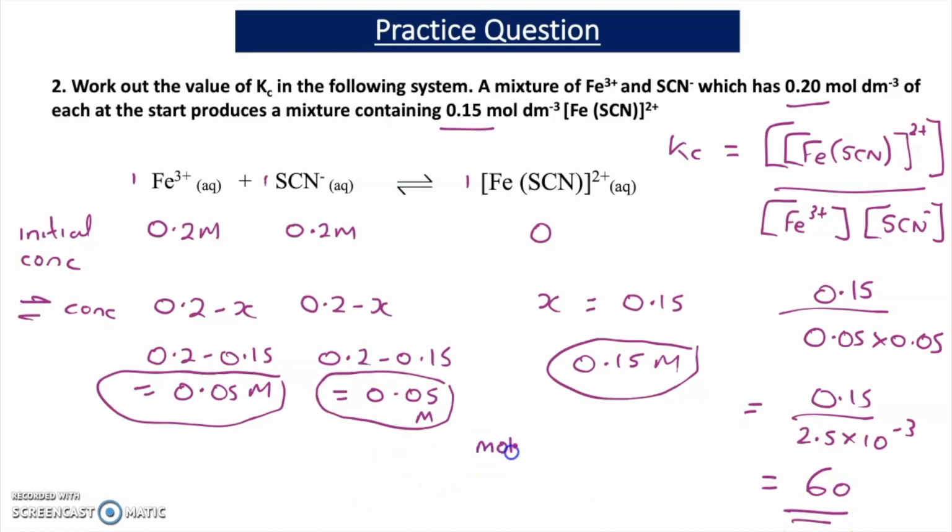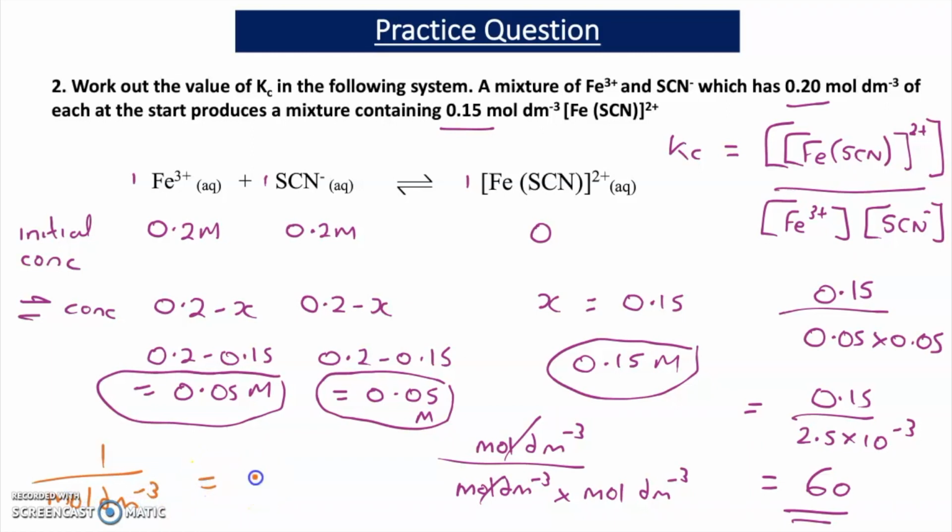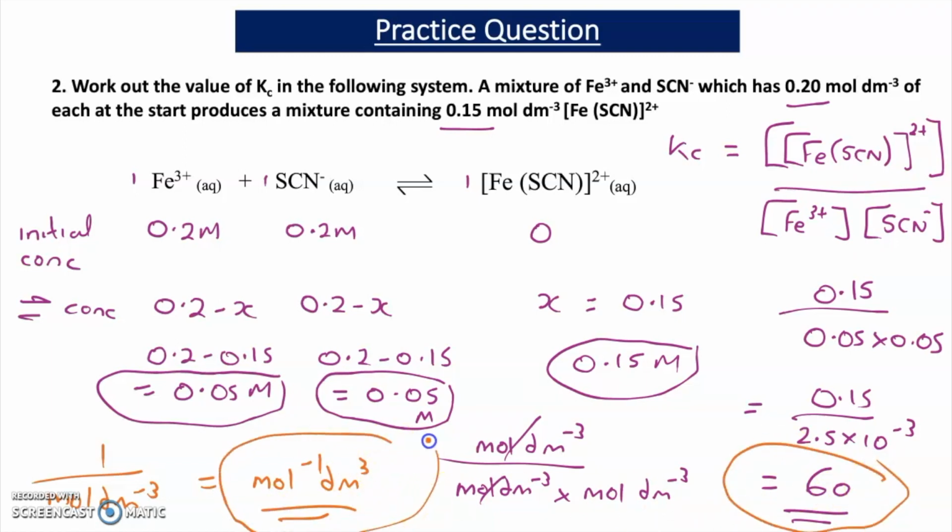Now we also have to work out the units. So we have moles per decimeter cubed on the top divided by moles per decimeter cubed times moles per decimeter cubed. Now we can cancel out moles per decimeter cubed on the top and the bottom here, which leaves me with units of 1 divided by moles per decimeter cubed, which therefore is equal to moles to the minus 1 dm to the 3. And that will be the units for Kc. So my answer is 60 and my units is moles to the minus 1 dm to the 3.